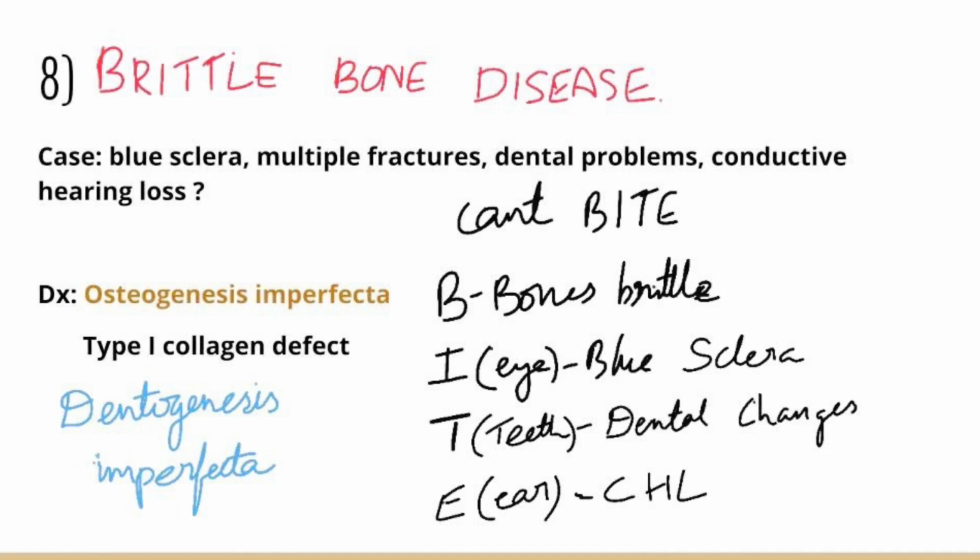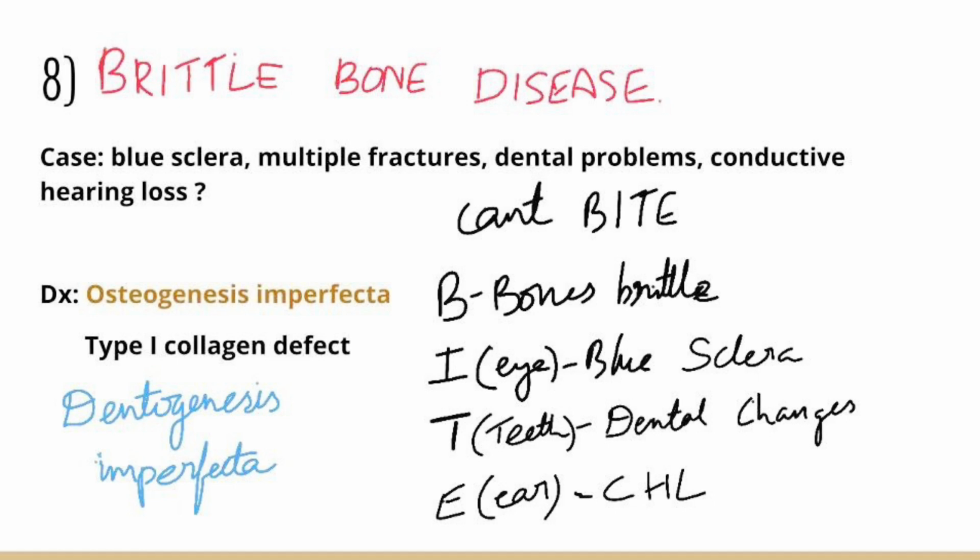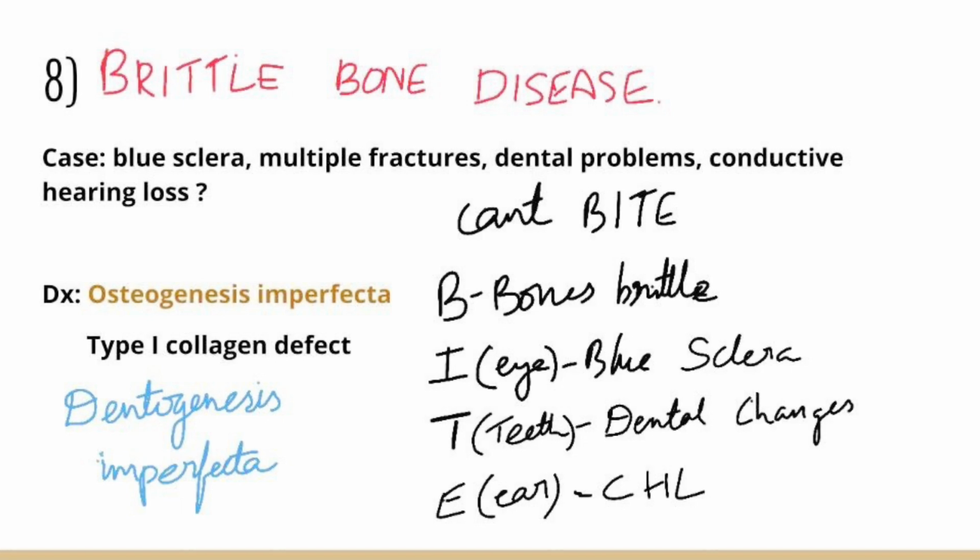You can remember it like patients can't bite, BITE. B stands for bones and multiple fractures. I stands for, that is eye, blue sclera. T stands for teeth, that is dental imperfections. E stands for ear, that is conductive hearing loss.